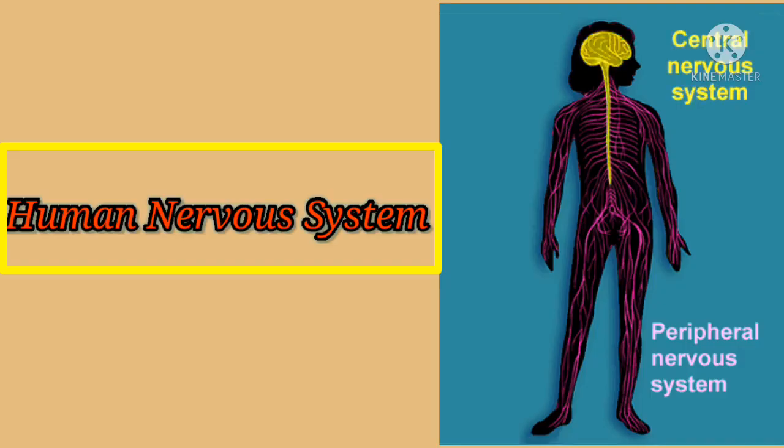Last class we discussed the human nervous system. Do you remember, children? Shall we recall it? The human nervous system is differentiated into three parts. What are they? They are the central nervous system, peripheral nervous system and autonomic nervous system.